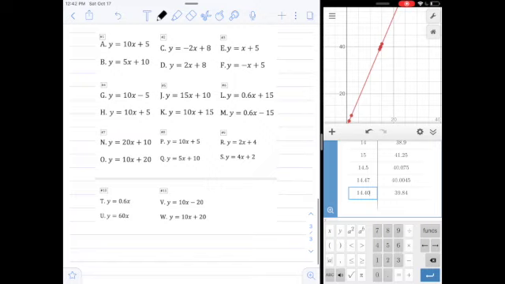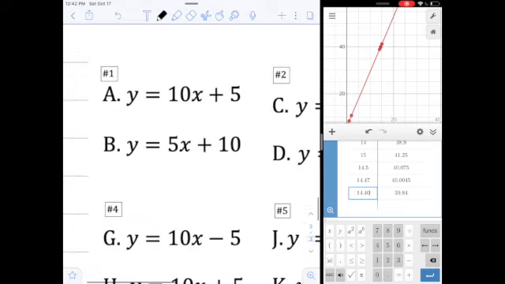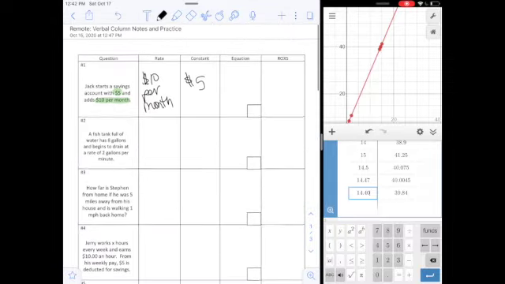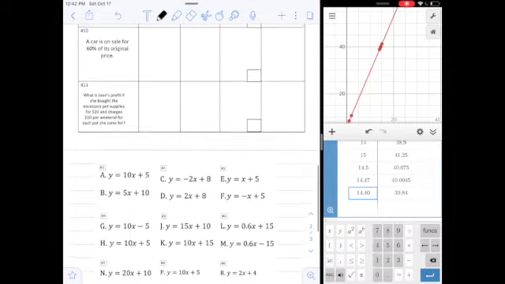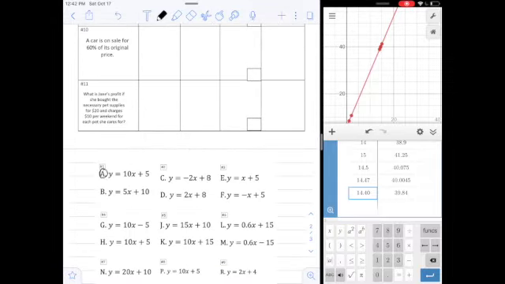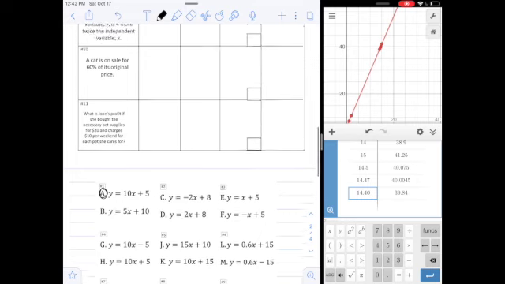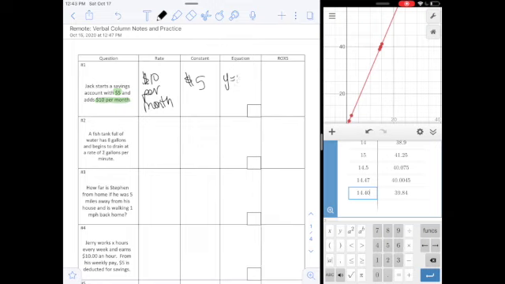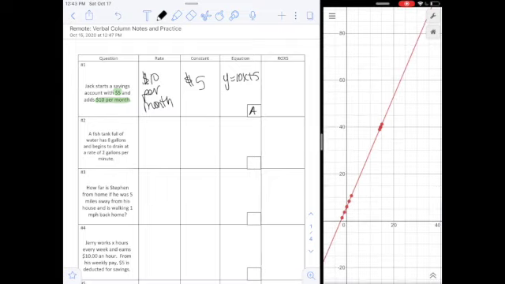Now scroll on down to the very bottom, and then you're going to pick from one of these options here. So it's either going to be A or it's going to be B. Now again, he started with $5 and put $10 each month, right? Starting with $5 and $10 per month. So we're going to be choosing answer choice A. So let's go back up here and let's write that. So we have our y equals 10x plus 5, and that's going to be A.